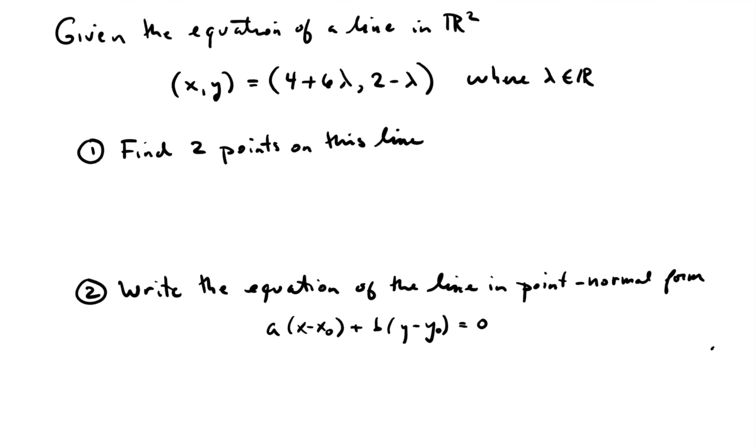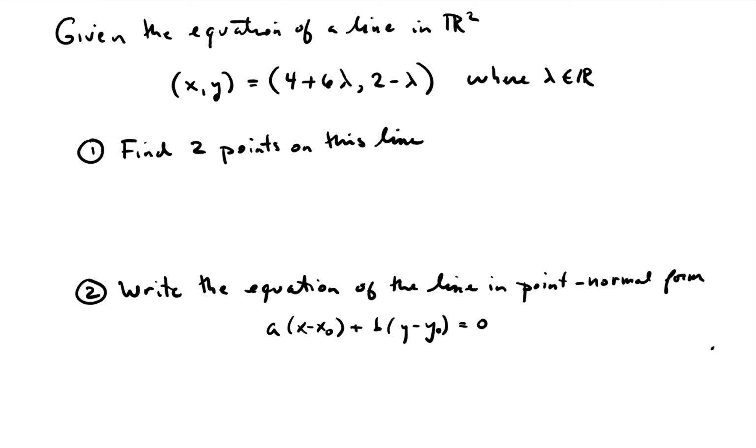So here's a problem I'd like you to try to solve on your own. It's kind of the opposite of the last problem that came at the end of the previous video. In the previous video we were given the equation of a line in the form ax plus by plus c equals 0, and we had to put it in vector form. Now we're given the equation of a line in vector form, and we're going to want to write it as an equation involving x and y.